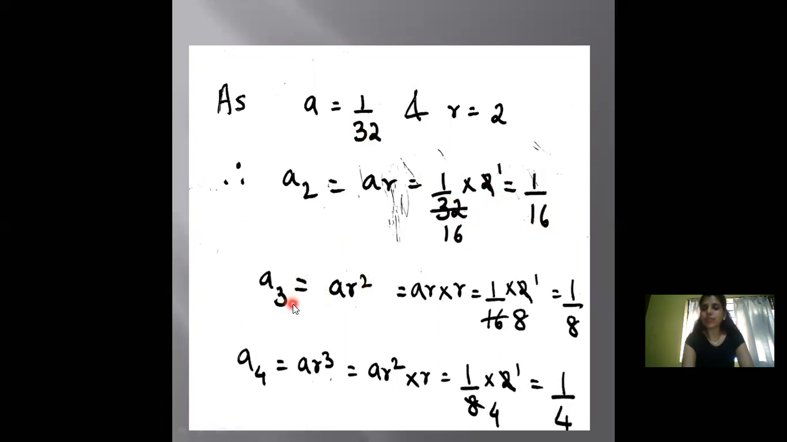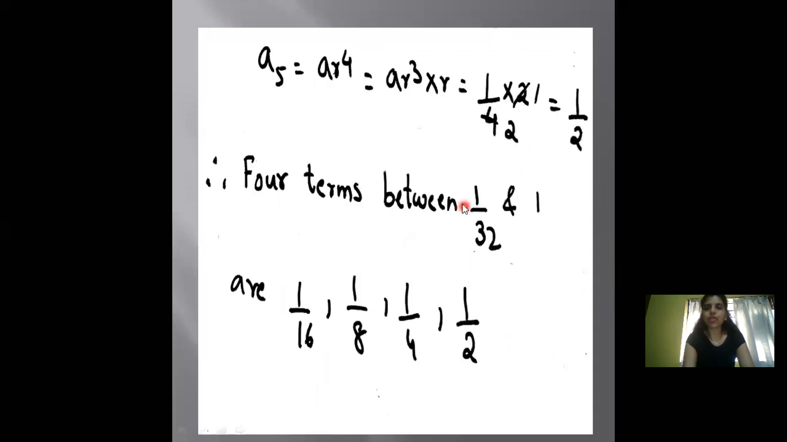For the third term, that is A3, I multiply the second term with 2. Okay, that is r. So 2 ones are 2, 8s are 16. So I get the value as 1 upon 8. For the fourth term, I multiply the third term with 2. So 1 upon 8 into 2, I got 1 upon 4. Now for the fifth term, I multiply the previous term with 2. So 1 upon 4 into 2, I get 1 upon 2.